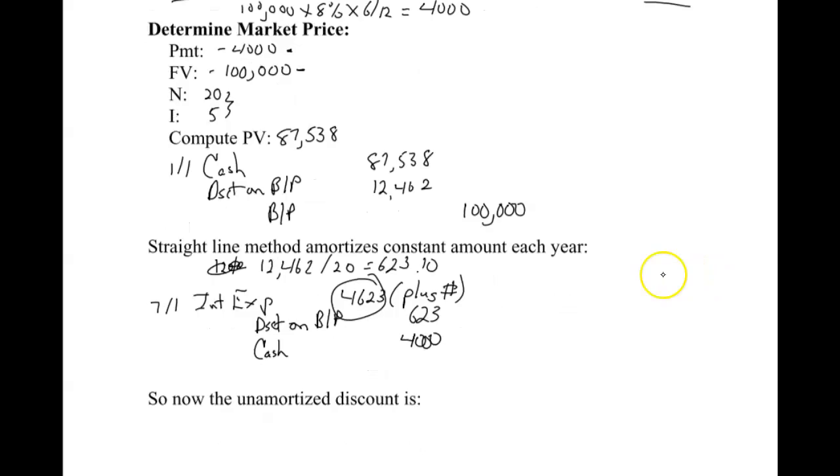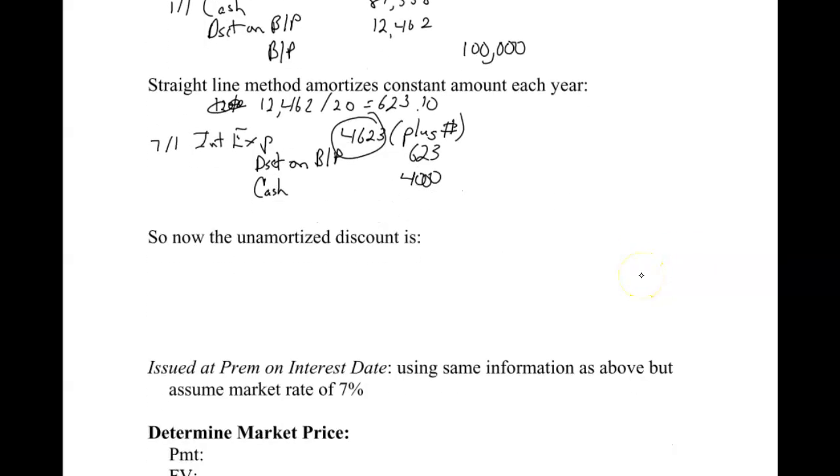All right, so we'll just skip ahead now and try to figure out what is our unamortized discount. So just think about our discount T account. All right, we started with 12,462. We just amortized 623 of it. It is now down to 11,839. All right, so you can see it's going down as we're amortizing it.